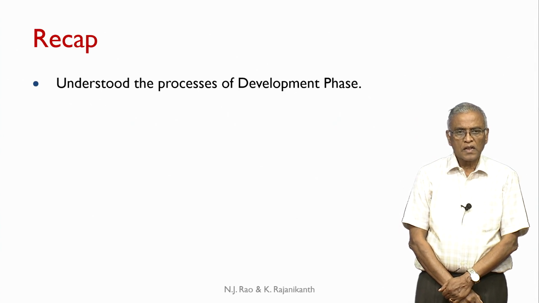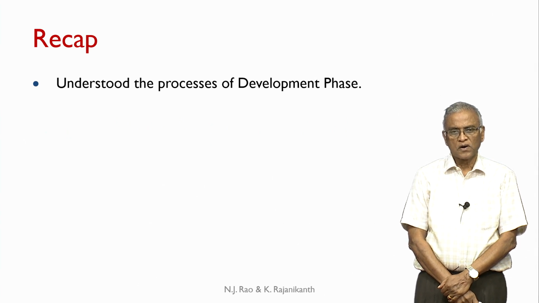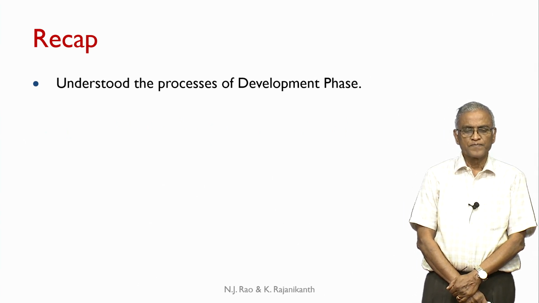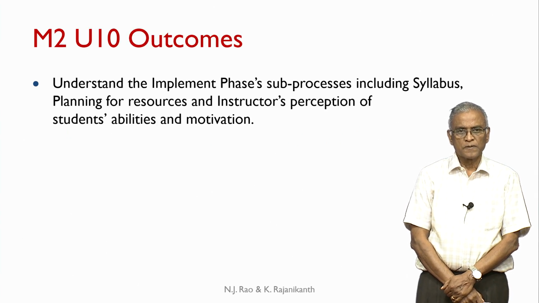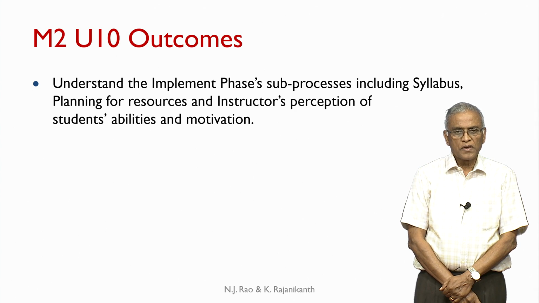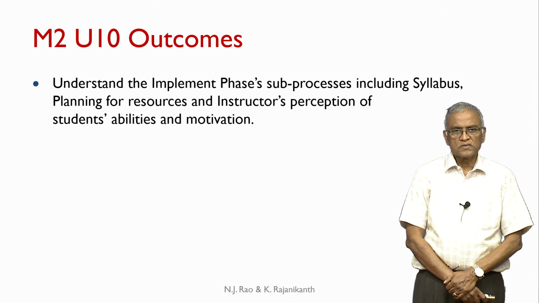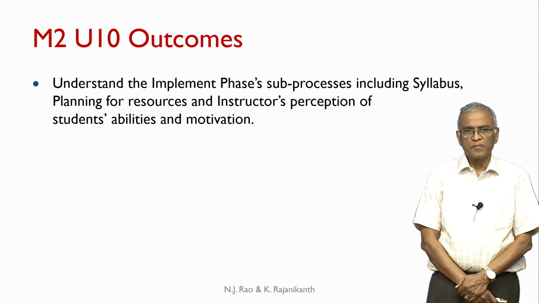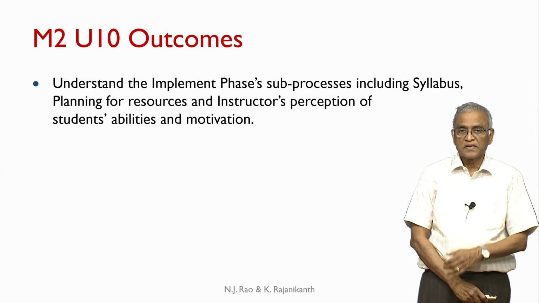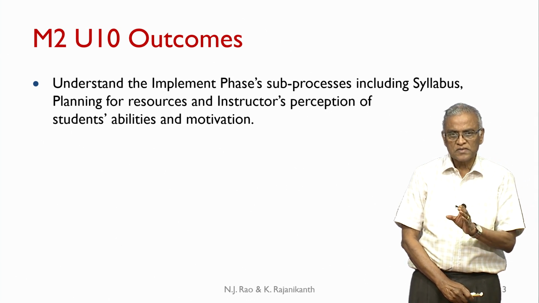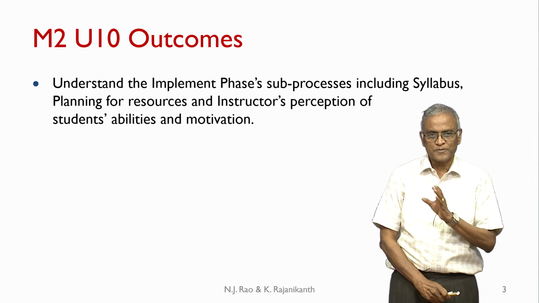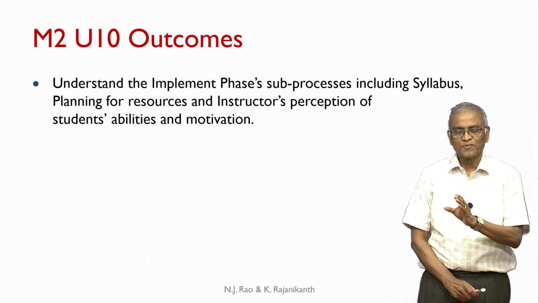In the last unit we understood the process of development phase, which constitutes the third phase of ADDIE. Now the fourth phase of ADDIE is the implementation phase. What we try to do in this, we try to understand the implement phase, its sub processes, which include syllabus, planning for resources and instructors' perception of students' abilities and motivation.